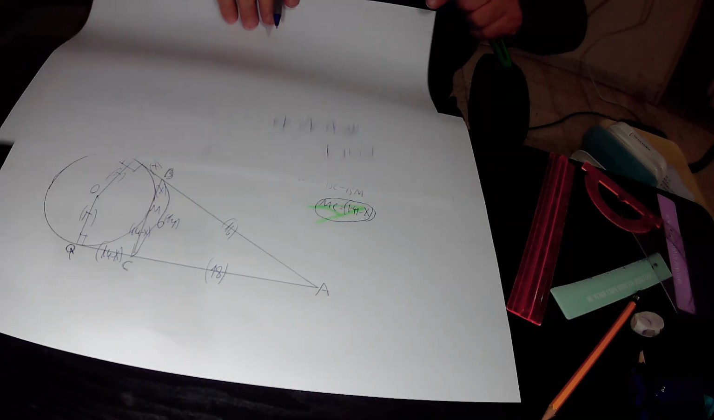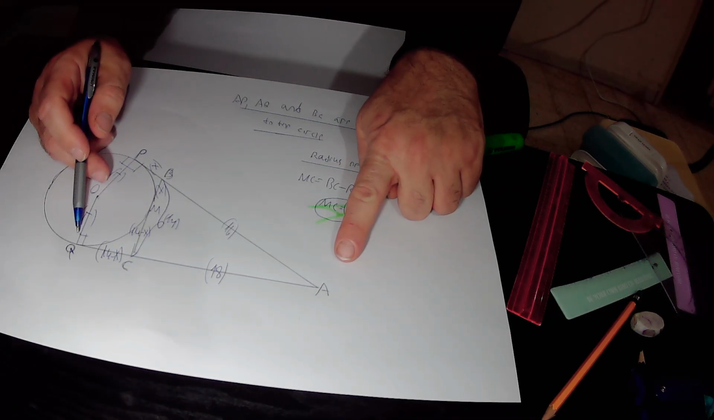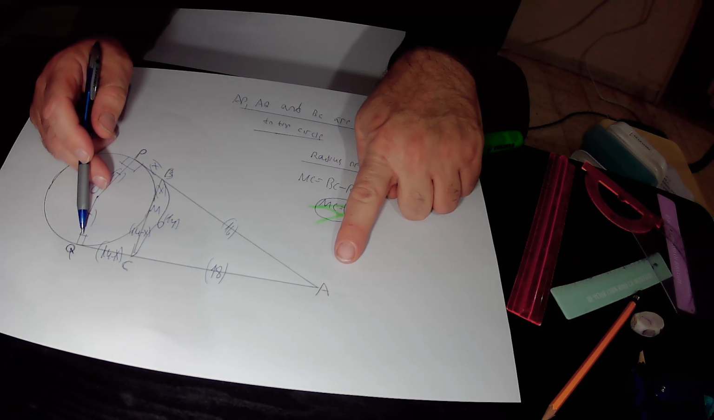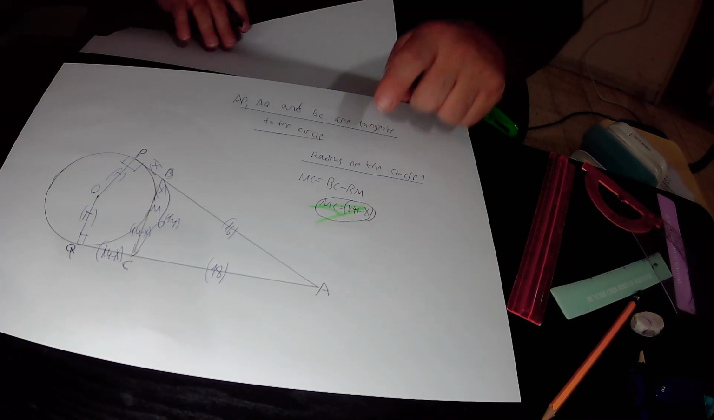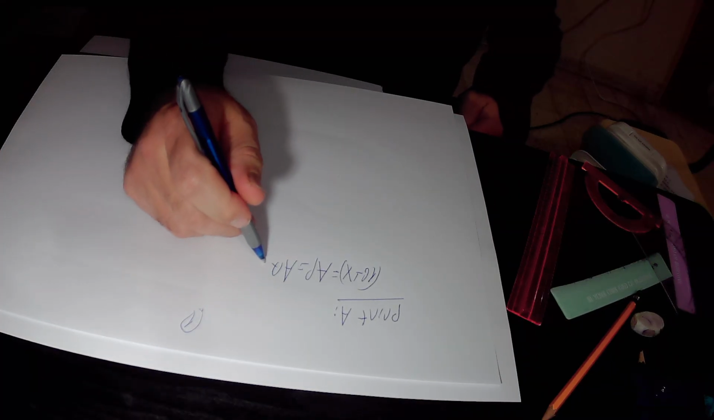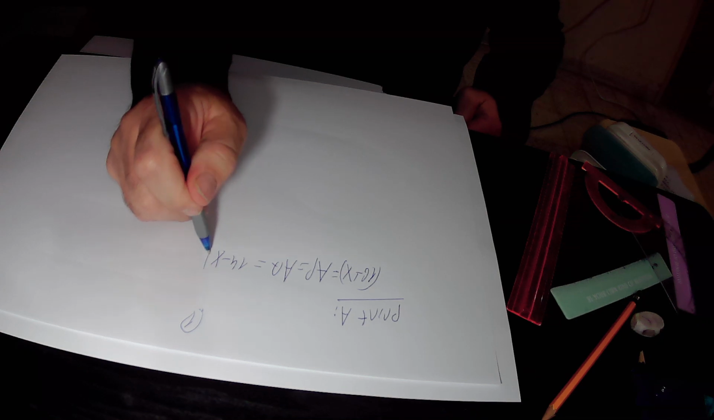AQ equals, in total, QC, that is 14 minus x, plus CA, that is 18. So in total, QA equals 14 minus x plus 18. So AQ equals 14 minus x plus 18.